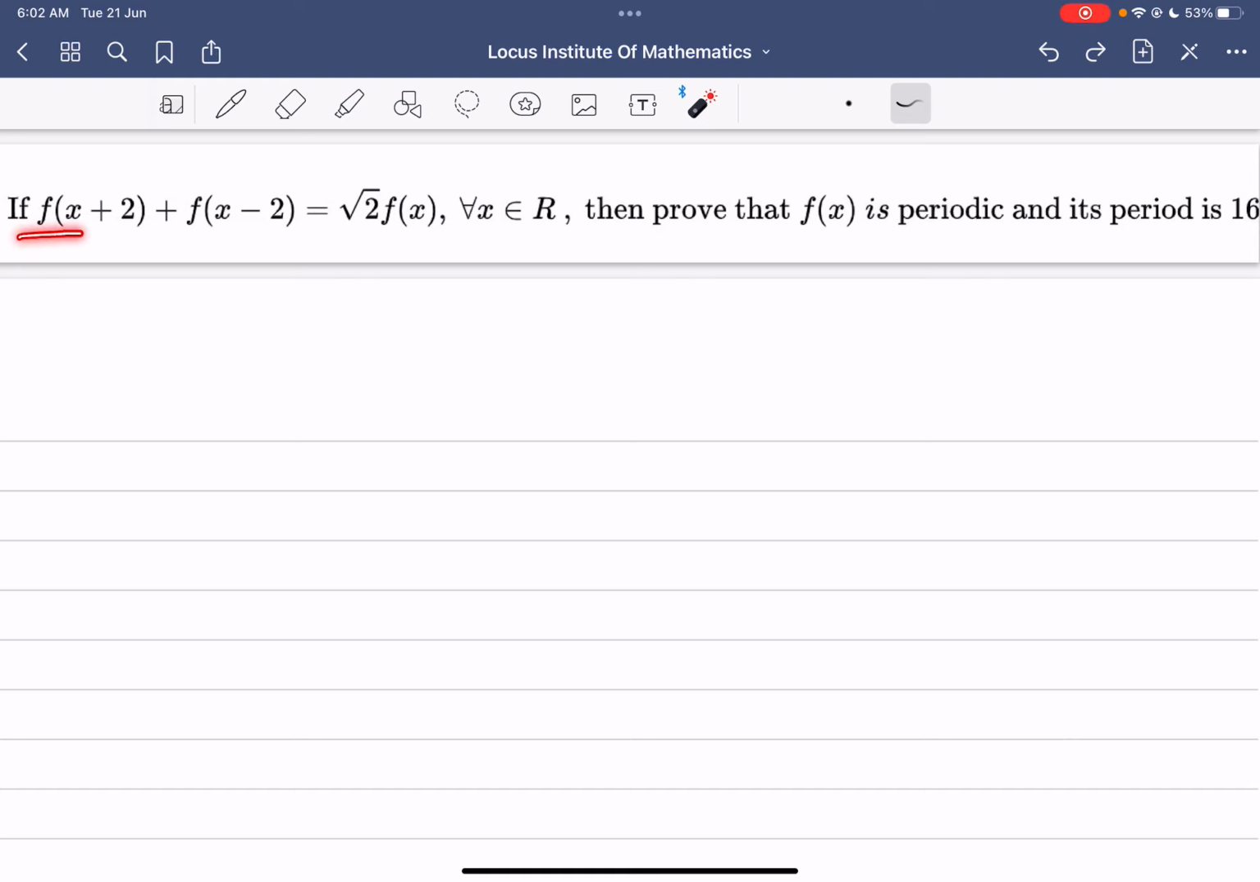Question: if f of x plus 2 plus f of x minus 2 is equal to root 2 times f of x for every x belongs to R, then prove that f of x is periodic and its period is 16. So this is the question.